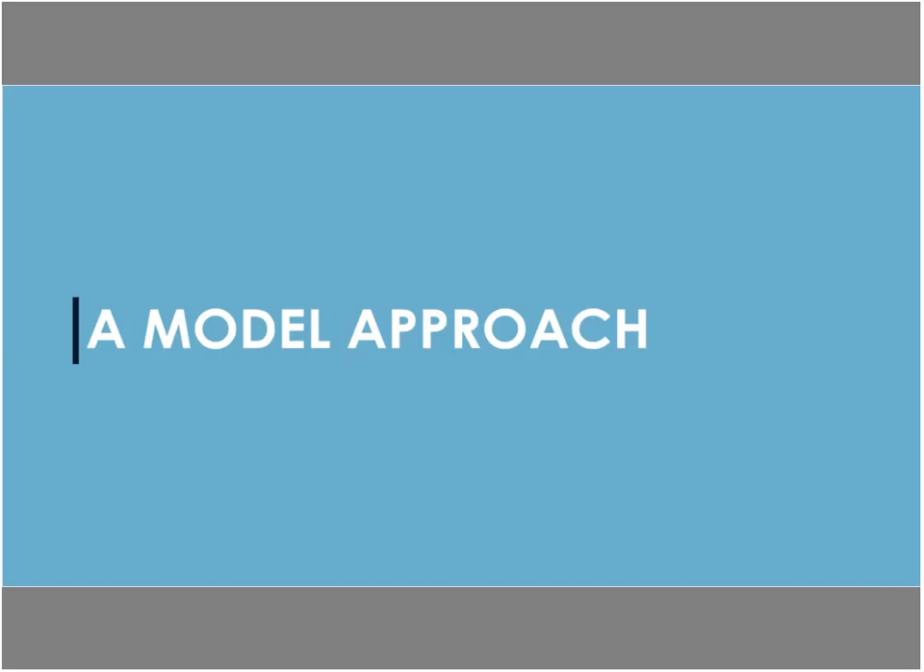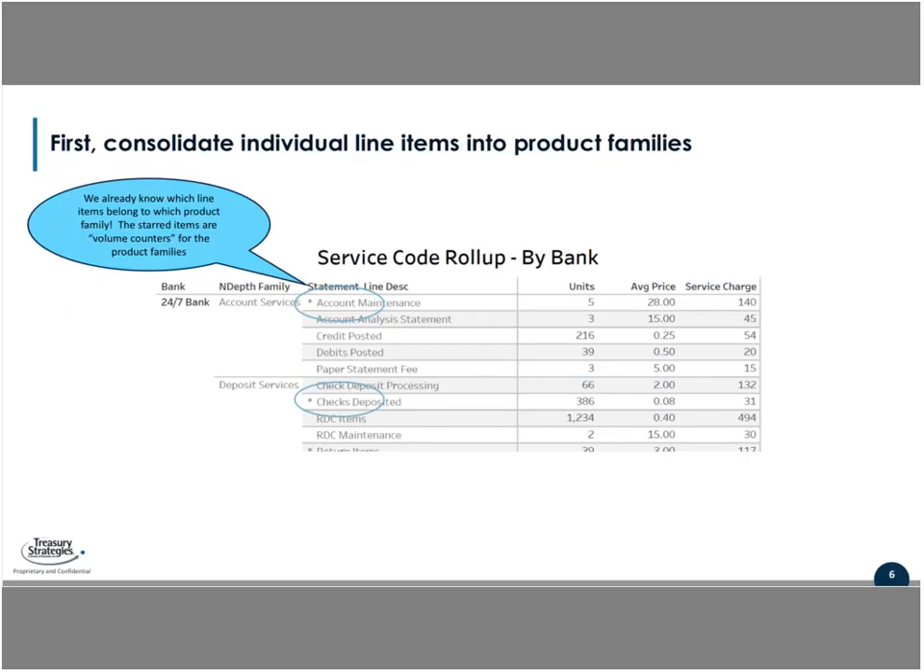So let's get into an approach for getting into your account analyses and trying to wring some value out of them. The first step we suggest is that you consolidate individual line items into product families. Now, you all know there are hundreds and hundreds of line items on your account analysis every month, and yet you don't buy hundreds and hundreds of services when you think about it.